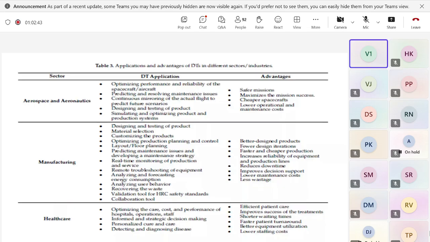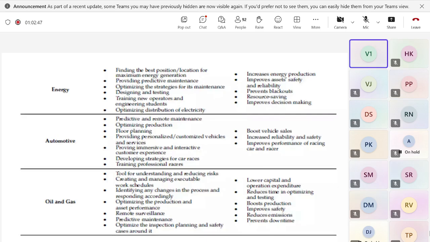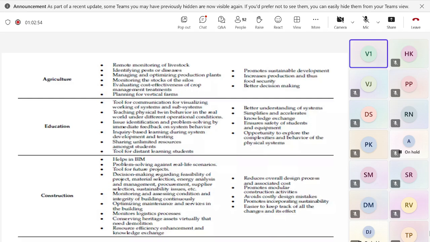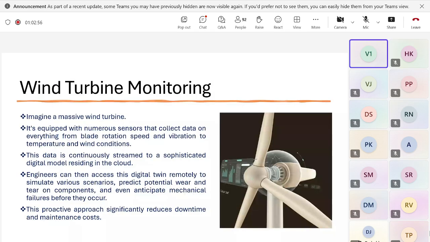So this talks more in terms of different sectors: energy, automotive, oil and gas, and the smart city, mining. It's all applicable for every sector, like the green building concept, education, agriculture. Okay, this is one sample, which is taken like wind turbine monitoring. As you know, wind turbines basically operate based on the flow of air.